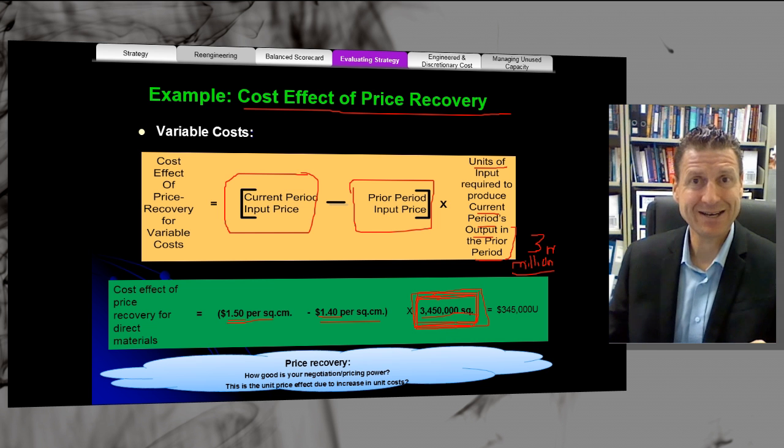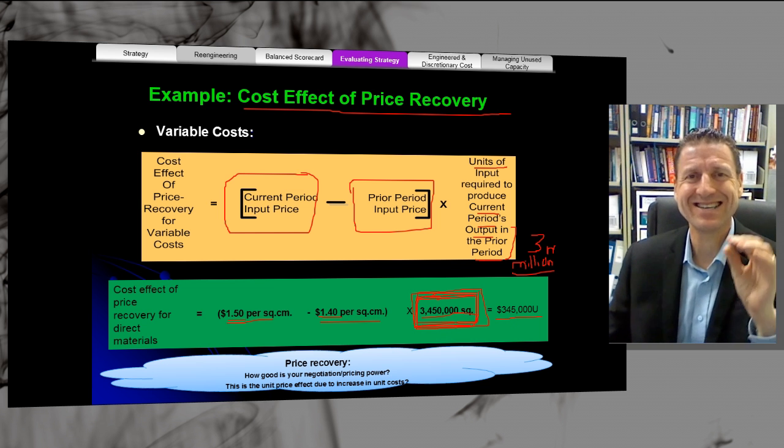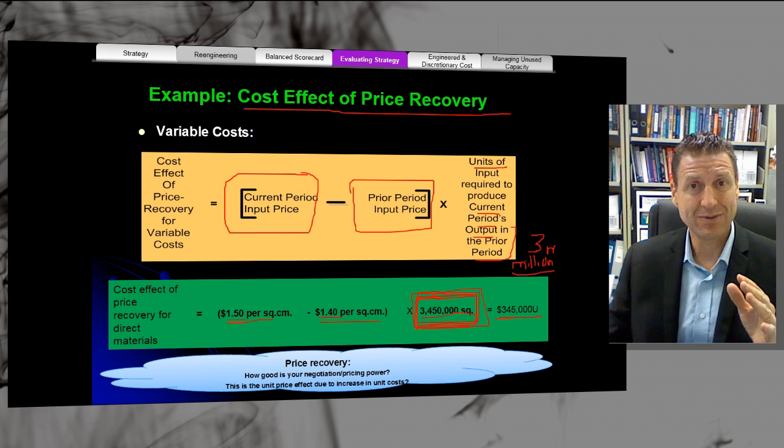And look, at the end, this is positive, right? But it's negative. It's negative because it's a cost. You don't want costs going up. That's why we've got this number here, 345,000. It's unfavorable because the costs went from $1.40 up to $1.50.